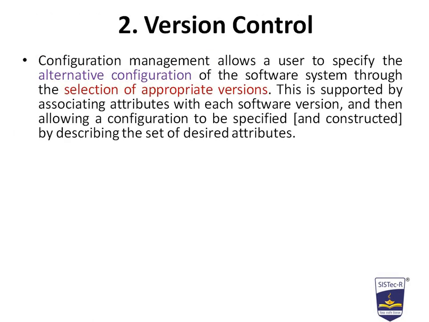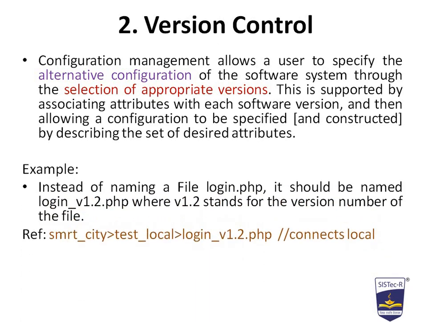Version control. Configuration management allows a user to specify the alternative configuration of the software system through the selection of appropriate versions. This is supported by associating attributes with each software version and then allowing a configuration to be specified and constructed by describing the set of desired attributes. Like we can have an example of versioning. Instead of naming a file login.php, it should be named login_v1.2.php, where version 1.2 stands for the version number of the file.